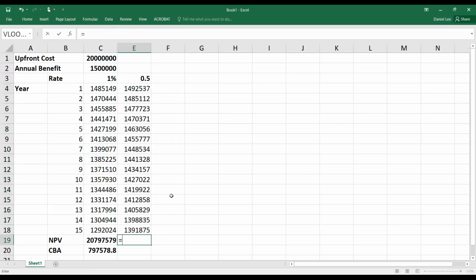And summing those up, whereas previously we had 20,800,000, here we have 21,600,000. So it looks like lower interest rates are going to pass cost benefit analysis. So what might not pass?